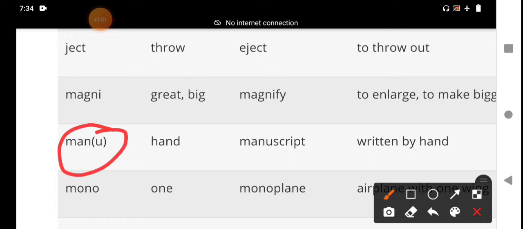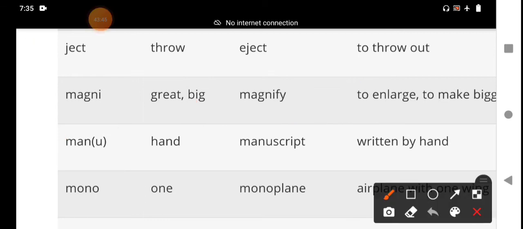One more general meaning of man is an adult male human being: you are a man, so many men are there. Here, man means hand, a root word. Manuscript is the script written by hand. Script means writing, manu means hand, written by hand.